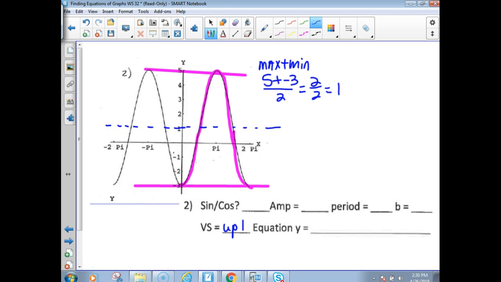Right there. Okay, and then you can find the amplitude, just count it: 1, 2, 3, 4. It's 4. Positive 4, not negative. Amplitude's always positive. And then the period is 2 pi, so B will just be 1. Is this a sine or a cosine? Cosine, because it starts down low.